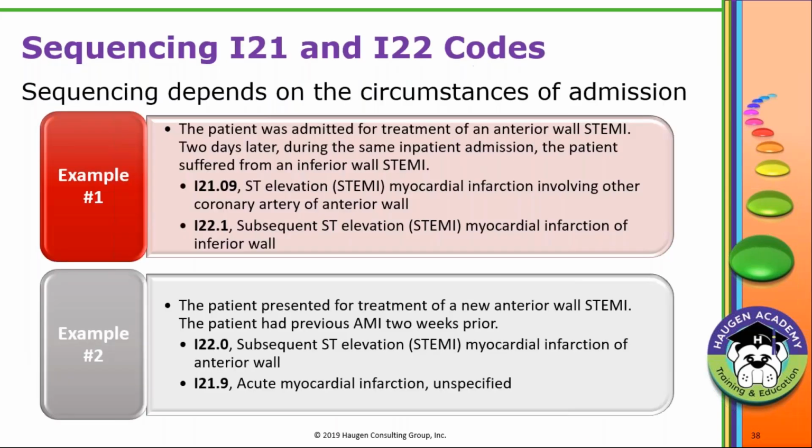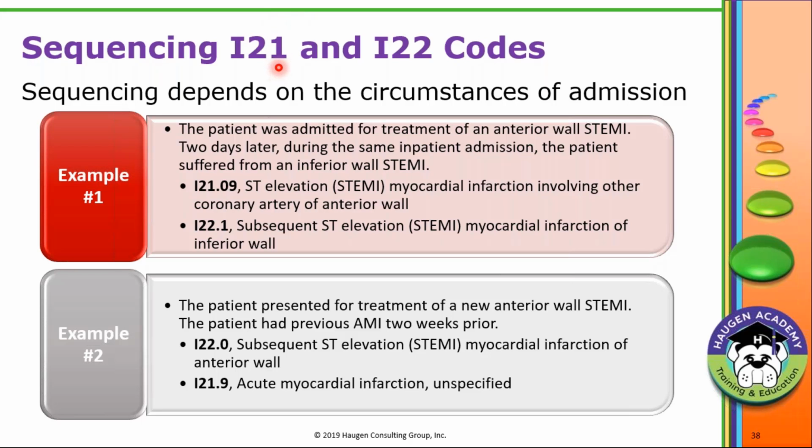How do you sequence them? And I still see people having trouble with this. I think a lot of it is remnants from ICD-9, which I thought was confusing, and I think this is less confusing. Your sequencing depends on the circumstances of admission. I listed a couple of examples here that I'm not going to read out for you, but here's my trick. I-21 ends in a 1.